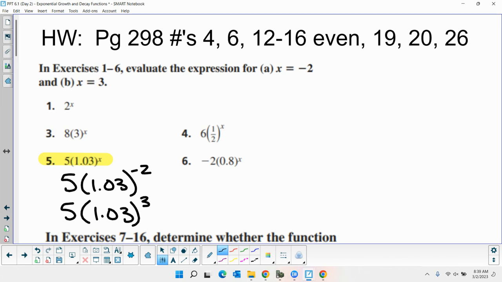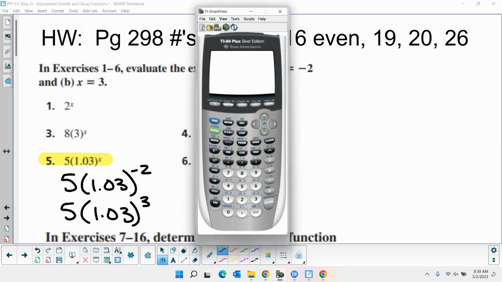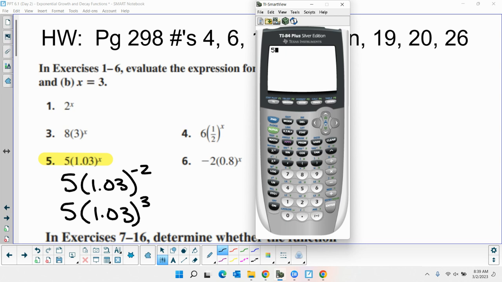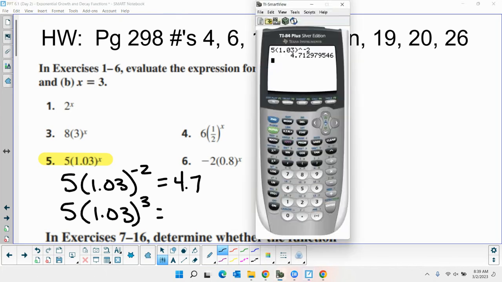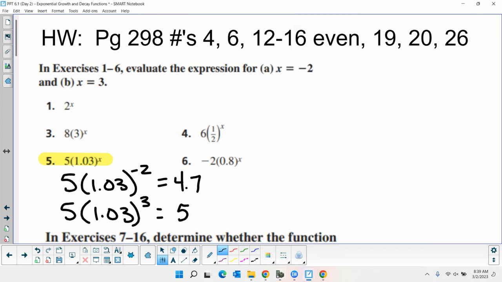All right, so then I just go to my calculator, if I can get it to show up, and put 5, parenthesis, 1.03, caret, and then -2 power. So 4.7, we'll just go to tenths. And then I could go second enter. That's the same thing I just typed in. And I'm going to change that to a 3. And 5.5. Okay? That's all you got to do for those.